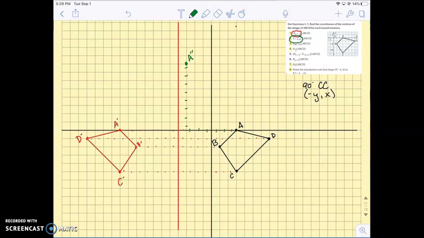I'm just going to do the same thing. 6 left, 8 up. Check it out. It looks the same. 6 left, 8 up again. There's B. And finally C. 6 left, 8 up. And there's C double prime.